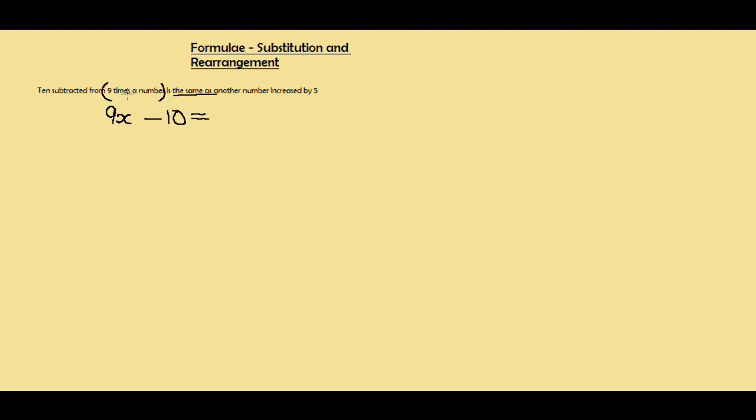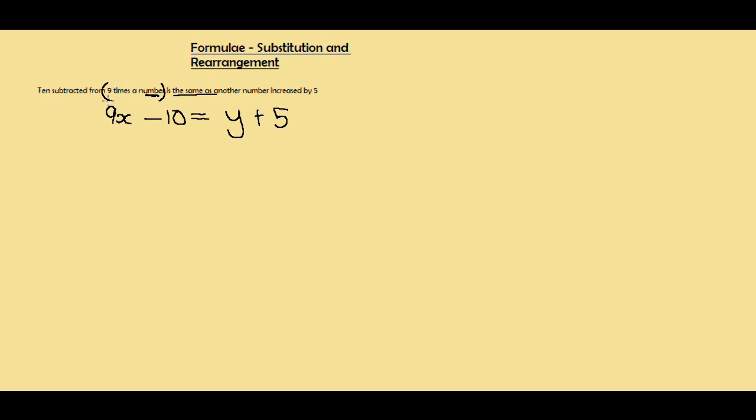Another number suggests that it's different to this number here, so we're going to need to use a different letter. So another number, y, increased by 5 means add, so we're adding 5 onto another number. So there we go, we've made a formula from a worded example that's actually quite complex to decipher, especially if you look at the separate bits.